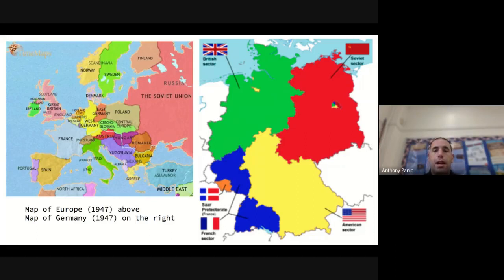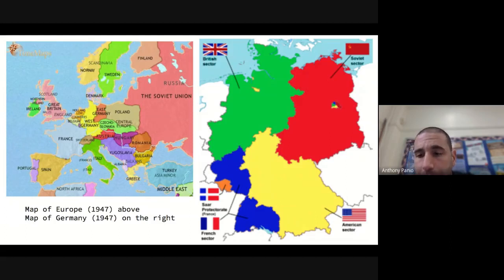Okay, so now that you have a map of Europe, take a look here on the map to the right. In West Germany, the yellow country over here, it's going to be broken up into three sectors. West Germany is going to be held by Great Britain in the green.